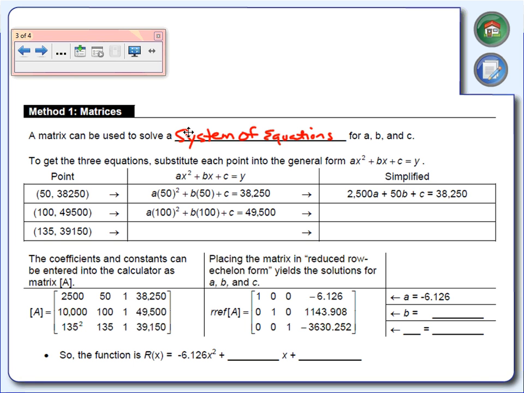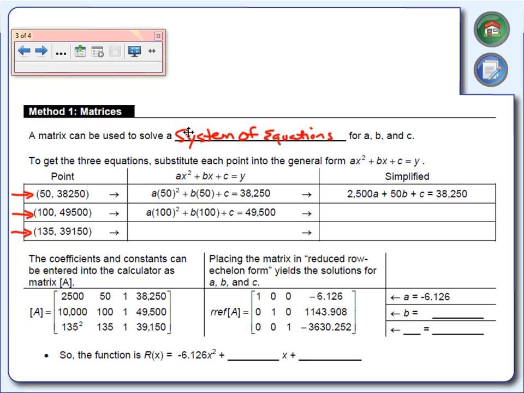We use matrix to solve a system of equations. We did this, like I said, the second 6 weeks of school. So here's what we're going to do. We're going to take that data that they were giving us. They gave us 3 points, 3 ordered pairs, and they're right here. These are the 3 points.